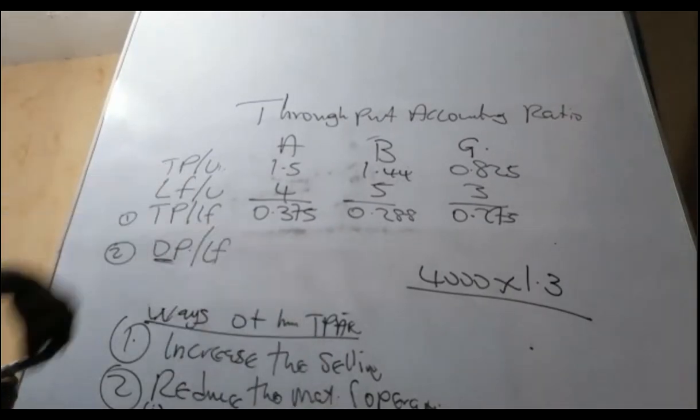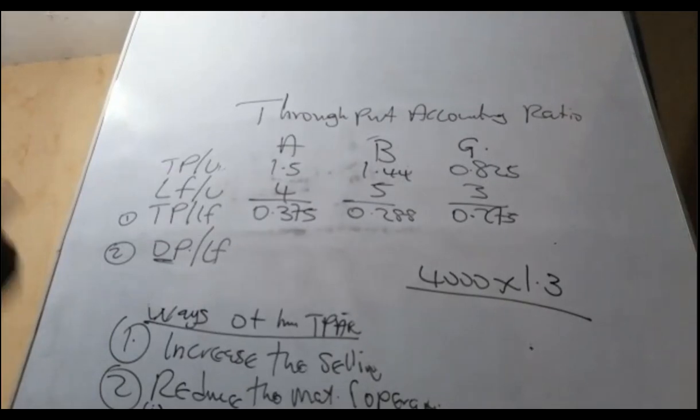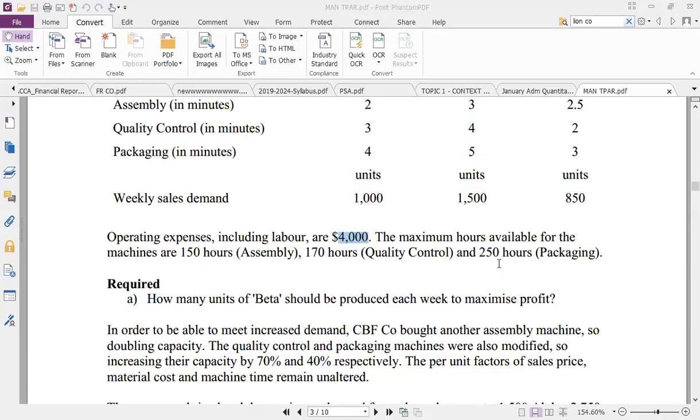Packaging. So what was the packaging time? The maximum packaging time available was 250 hours. So the old one was 250 by 60. We had 15,000. The old packaging minutes were 15,000, agreed. That's the first working that we did. So it's 250 times 60, that gives us 15,000. Agreed. Have they increased it or is it still the same?